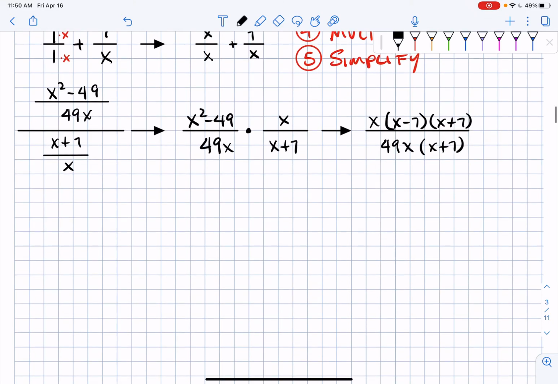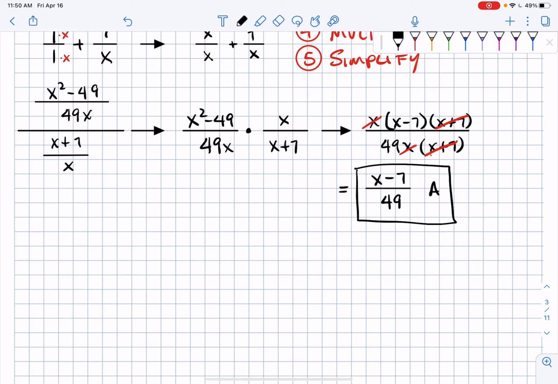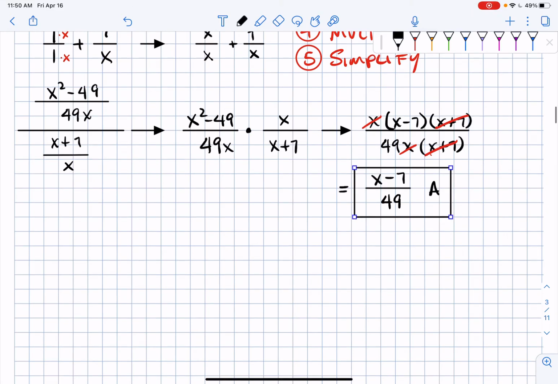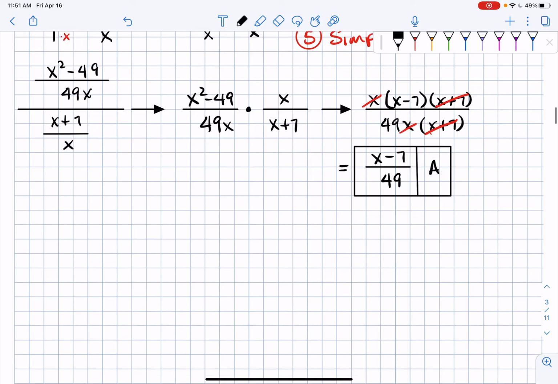So now same thing, we want to see if anything on top and bottom matches. So x over x is equal to 1. x plus 7 over x plus 7 is equal to 1. So what we have left here is this. We got the x minus 7 over just the 49. And that is going to be choice A. And there we go. All right.